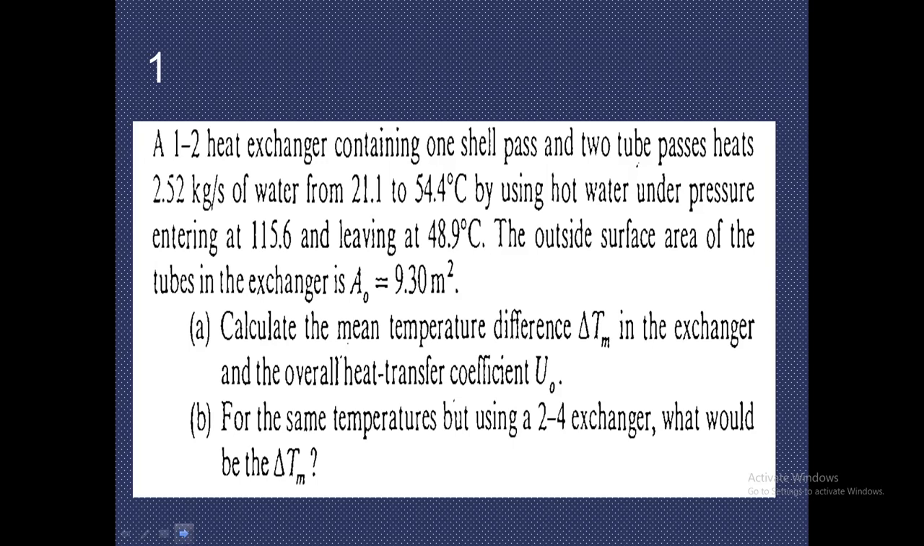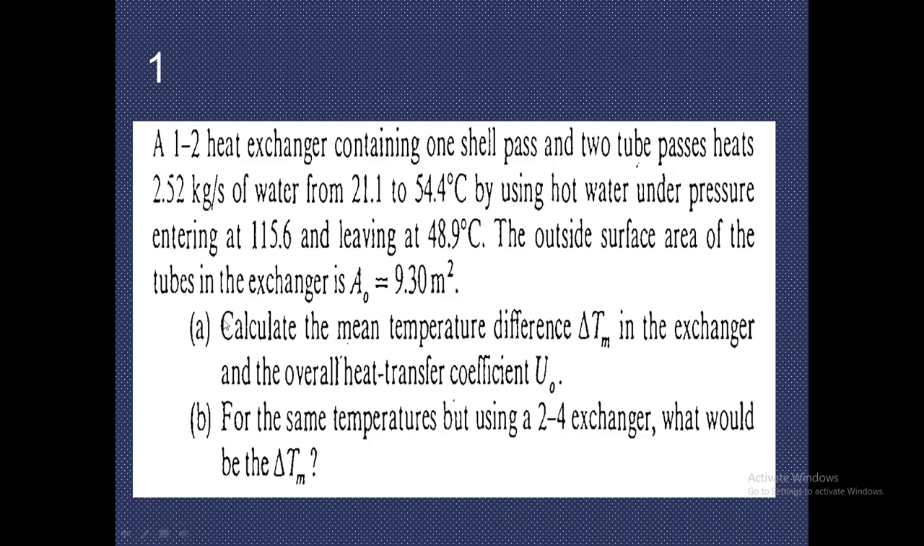Now, the thing that is being used in heating is hot water under pressure, entering at 115.6 and leaving at 48.9 degrees Celsius. The outside surface area of the tube in the exchanger is 9.3 meters squared. So this is the outside surface area of the tube. Calculate the mean temperature difference, delta T mean, in the exchanger and the overall heat transfer coefficient based on the outer part of the tube. This is primarily asked because the area which is given to you is based on the outside surface area.